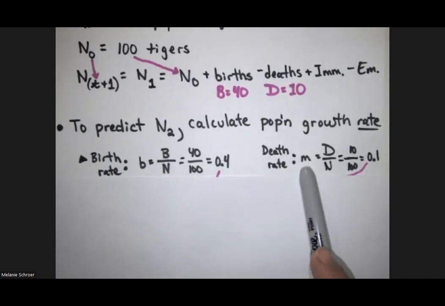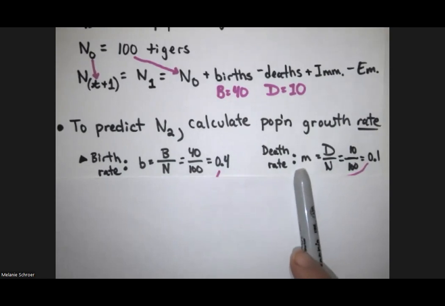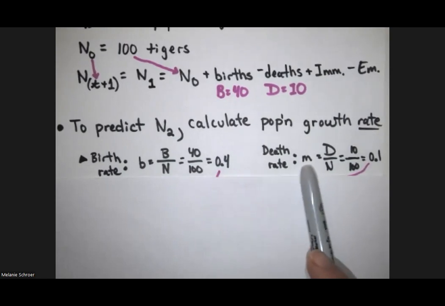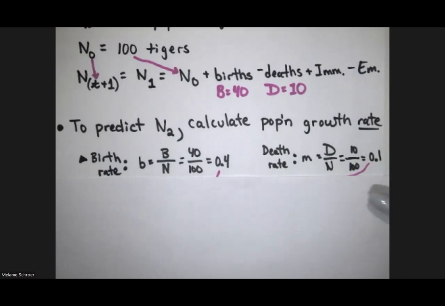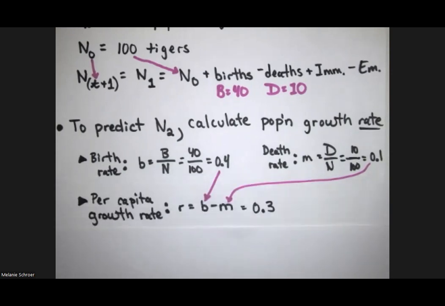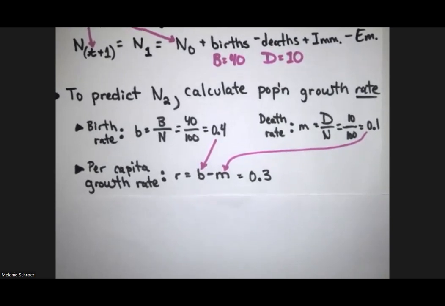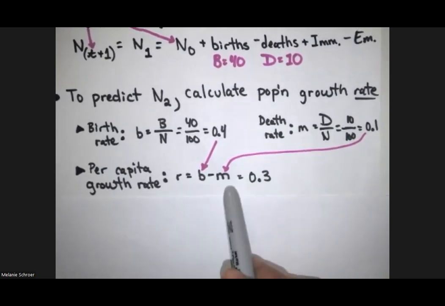The death rate is expressed as lowercase m. And so lowercase d is something different, and we'll look at dN/dt and all sorts of things, but this is essentially meaning mortality. What is the mortality rate? And so the number of deaths, 10, over the number in the population, 100. 10 over 100 is 0.1. So now we have the birth rate and the death rate. We can calculate the population growth rate with this equation.